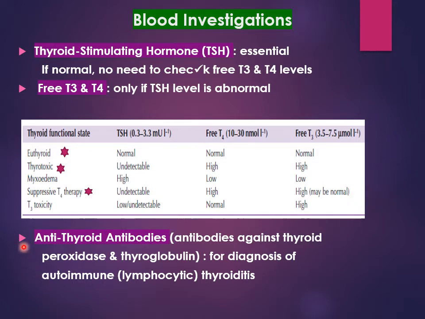Antithyroid antibodies against thyroid peroxidase and thyroglobulin for the diagnosis of autoimmune lymphocytic thyroiditis. So this is an important test if you suspect autoimmune as a cause of your thyroiditis.